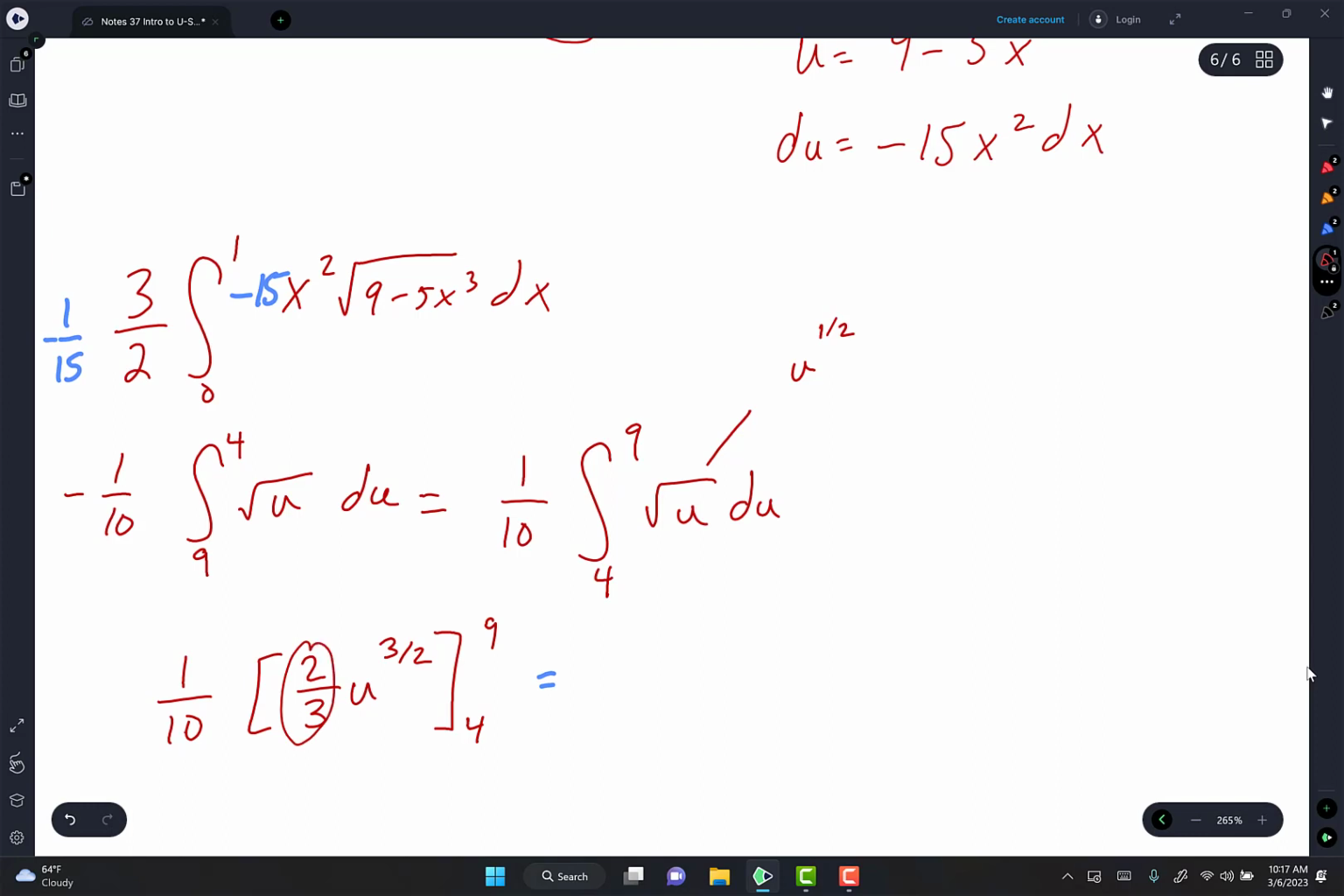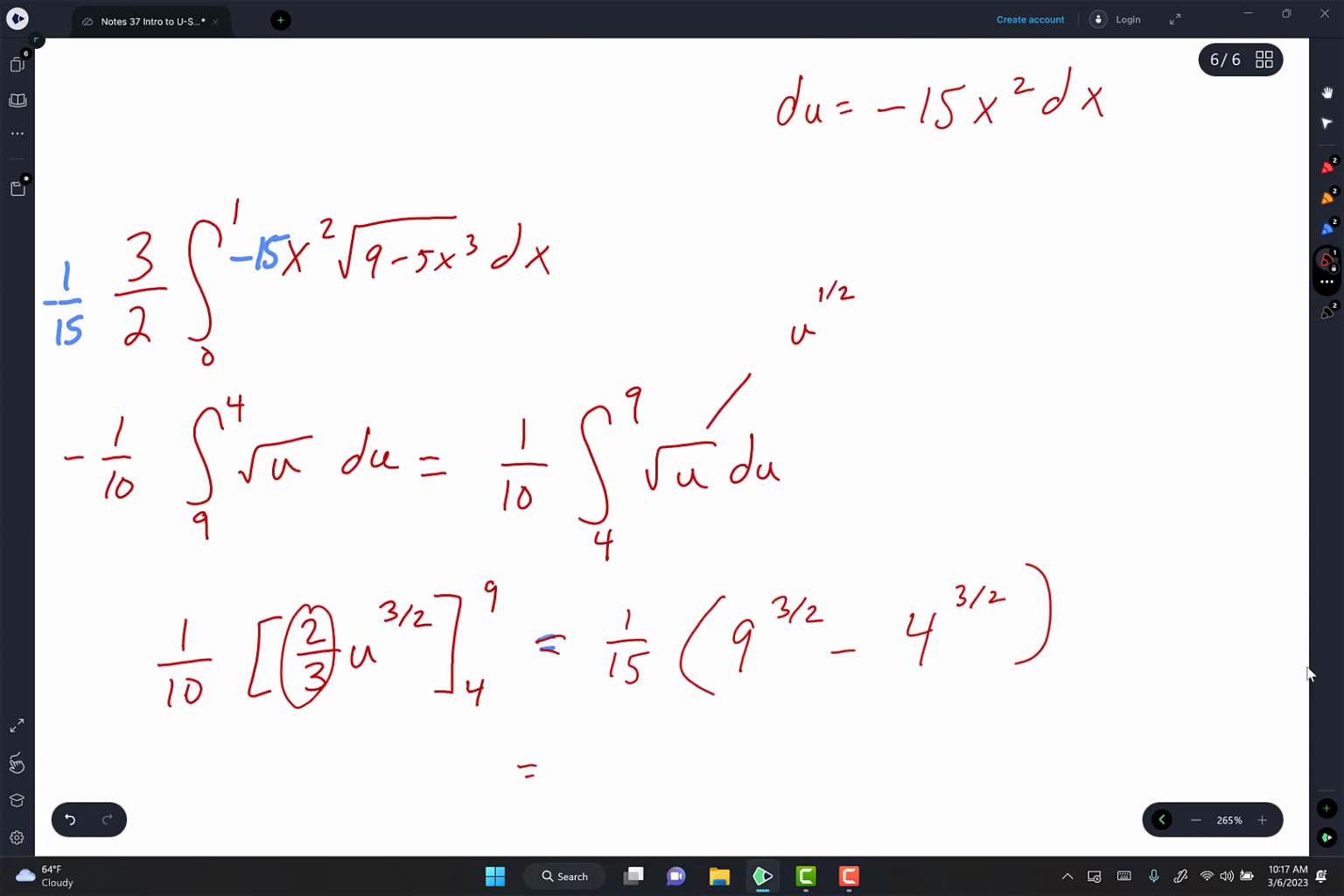All right, I'm going to factor out this 2/3, guys. 2 goes into 10 five times, so I see 1 over 15. Is that what you guys see? 1 over 15, big. And now 9 to the 3/2 minus 4 to the 3/2. We can do that. 1 over 15: the square root of 9 is 3, and 3 to the 3rd is 27, minus the square root of 4, and 2 to the 3rd is 8. 27 minus 8 is 19. So I have 19 over 15.